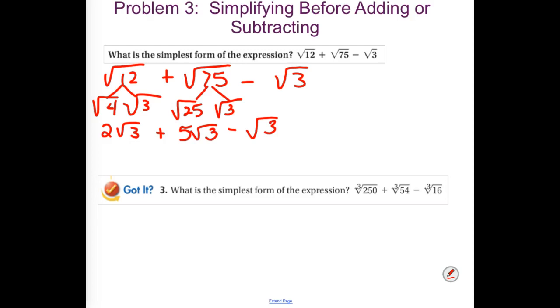So don't ever say you can't simplify something until you look to see if each of those radical pieces are in their simplest form. So 2 root 3 plus 5 root 3 would be 7 of them. We're taking away 1. We should have 6 root 3 left. Okay? I'm going to pause the recording. I want you guys to try the next one.